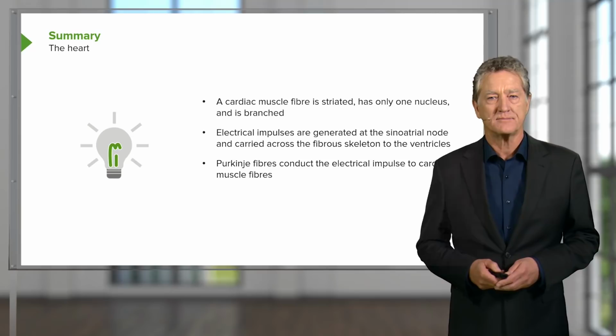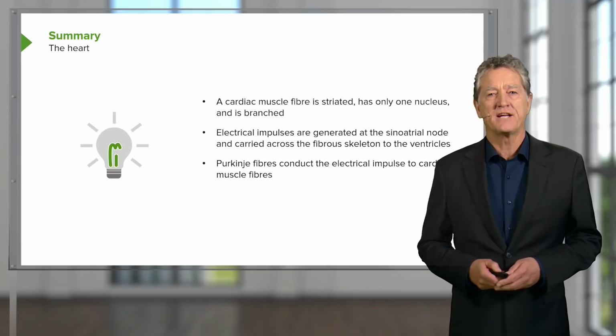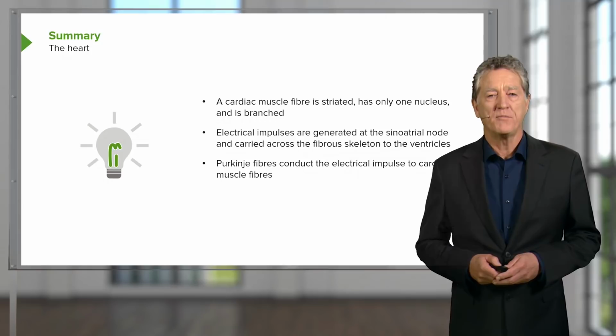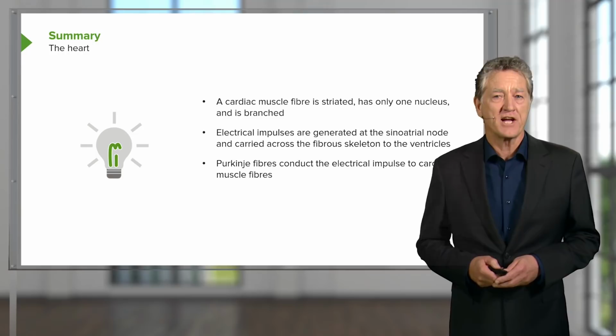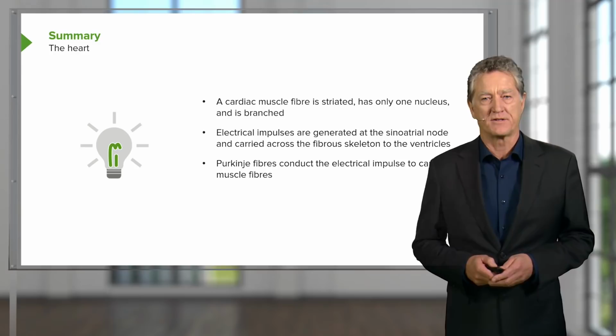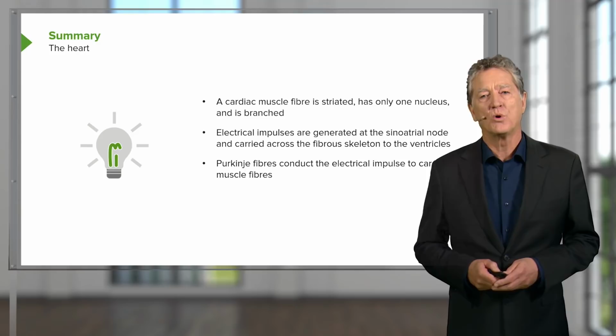The heart pumps because impulses are generated at the sinoatrial node, and then they're carried across from the atria, across the fibrous skeleton to the ventricles, where they initiate contraction again of the ventricles. And that initiation of contraction of the ventricles is acted upon by the presence of Purkinje fibres. These Purkinje cells transmit the impulse through the myocardium to all the cardiac muscle cells within that myocardium.